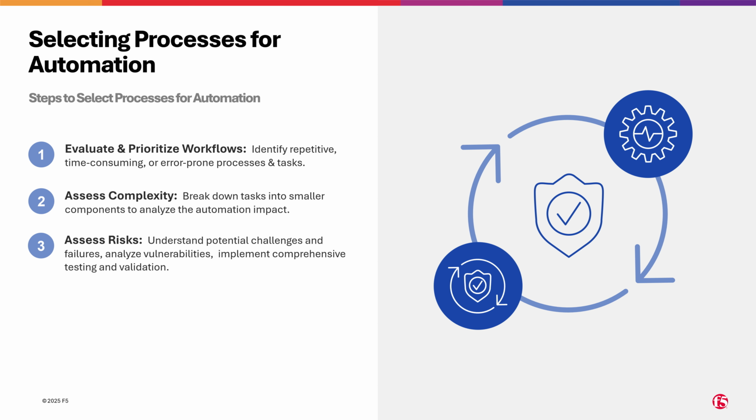Use pilot projects to test automation in a controlled environment, simulating real-world scenarios and measuring outcomes. This way, you gain insights into potential failures and their impact, allowing you to fine-tune your automation scripts for reliability and robustness.